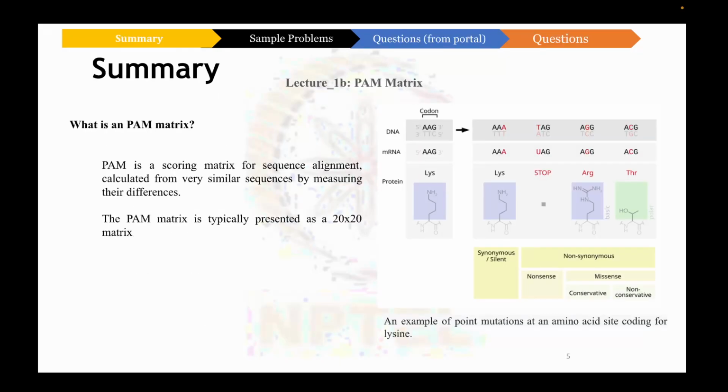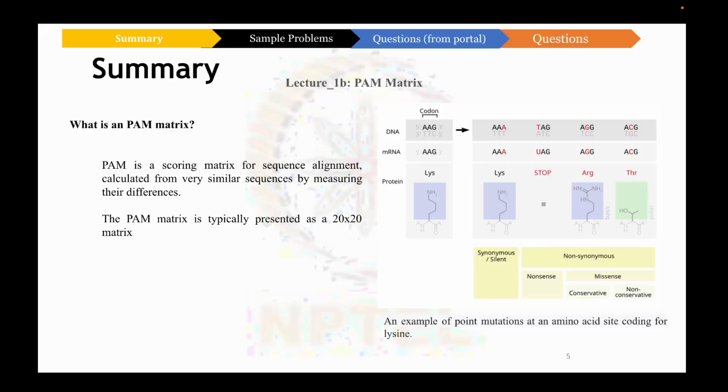So to start with the first matrix, that is PAM, which stands for Point Accepted Mutation matrix, which is used to quantify the evolutionary distance between two sequences. It is used in the sequence alignment algorithm to score the likelihood of different possible alignments between two sequences. The PAM matrix is constructed using a statistical analysis of a large number of closely related sequences. The underlying assumption is that mutations occur at a relatively constant rate over time, and the frequency of amino acid substitutions can be used to estimate the evolutionary distance between sequences.